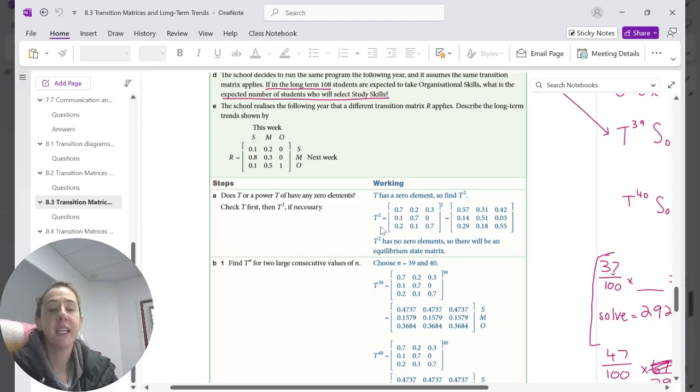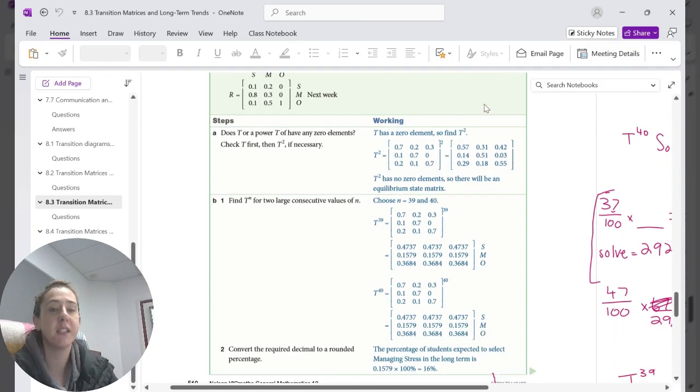So T to the power of 2. Because we've got a 0 element, we need to raise it to the power of 2 to make sure that we have got no 0 elements. So we're checking that T to the power of 2 has no 0 elements, so we're going to find an equilibrium state. We're doing that test first. So we're going to raise T to the power of n for 2 large consecutive values. Again, they've picked 39 and 40. You might choose to go higher. It is up to you.